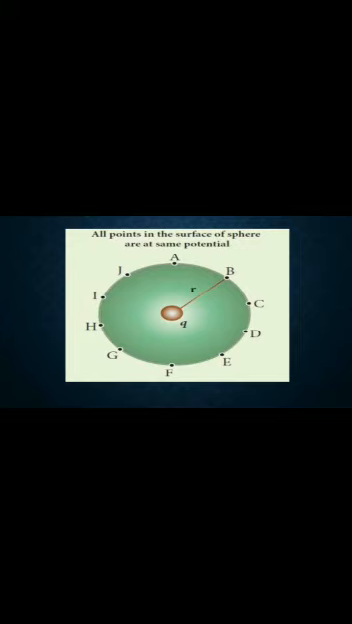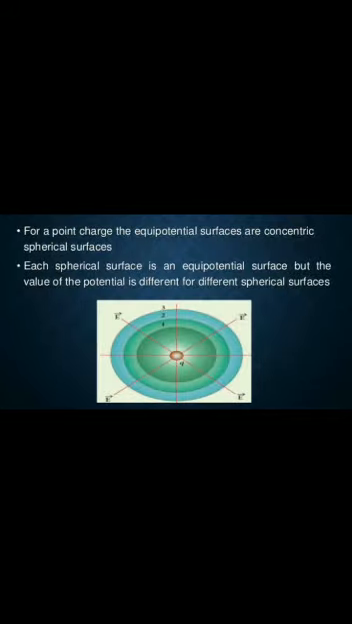An imaginary circle is drawn and points A, B, C, D, E, F, G, H, I, J are plotted on the imaginary circle, and all these points are equidistant from the charge q, at distance r. Now, all these points are at the same potential just because they are at the same distance r from the center charge q. So, all points on the surface of the sphere are at the same potential.